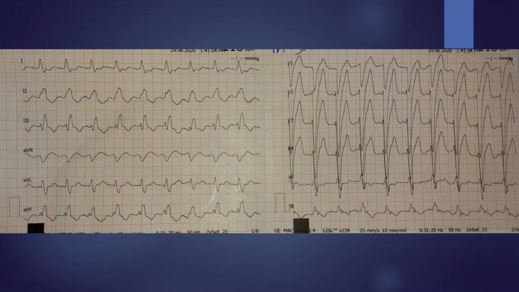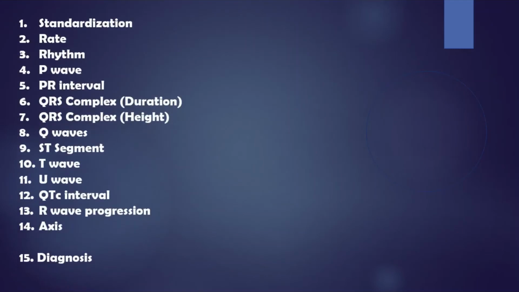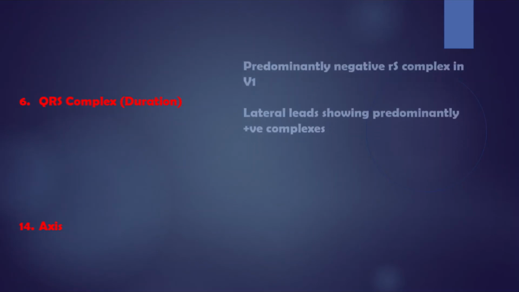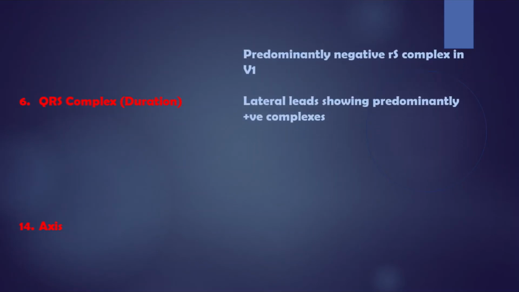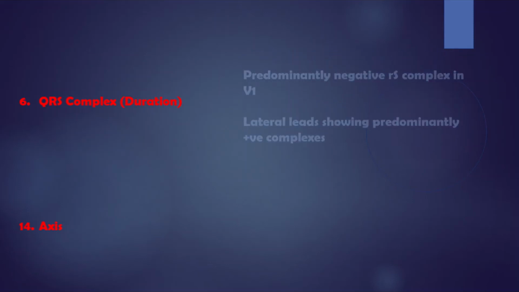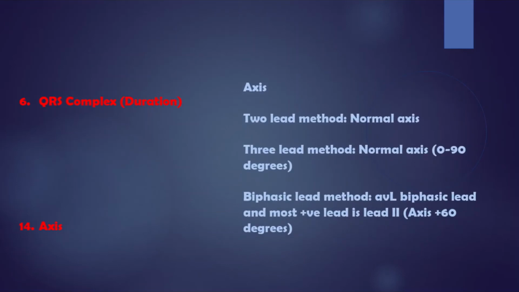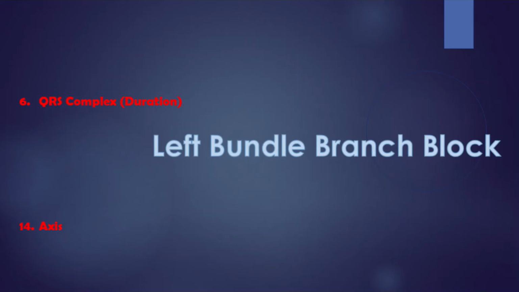What do you think is going on over here? If you go through all of the 14 things that we discussed, you will notice that the QRS complex duration and the axis is what you need to look at. A predominantly negative RS complex in V1, lateral leads showing predominantly positive complexes. If you do the axis, you can use any of the 3 methods listed over here, and you will notice that this was in fact a left bundle branch block.